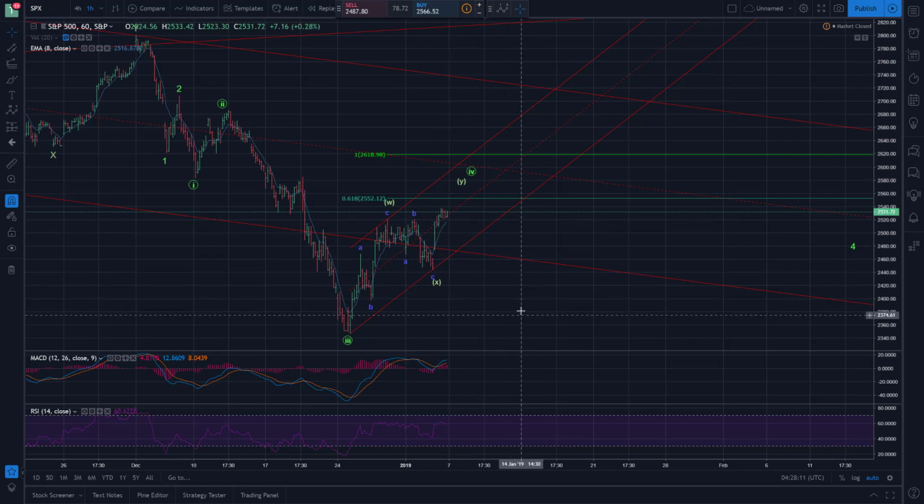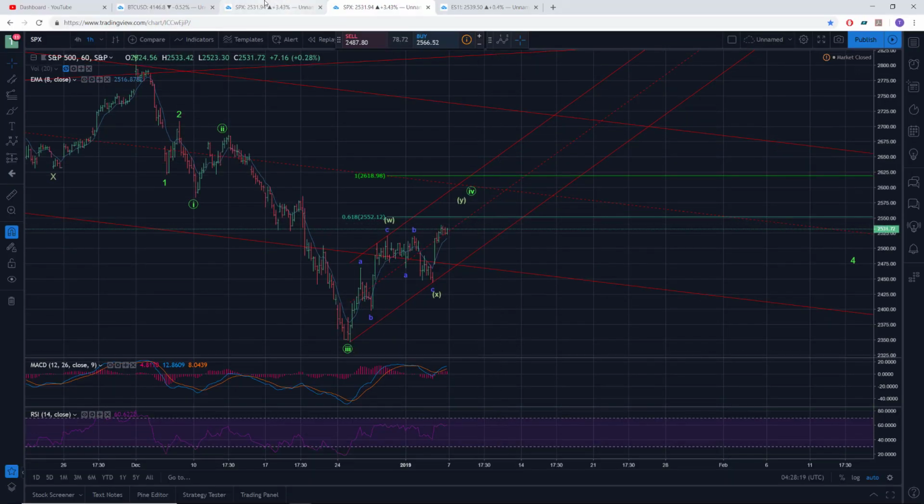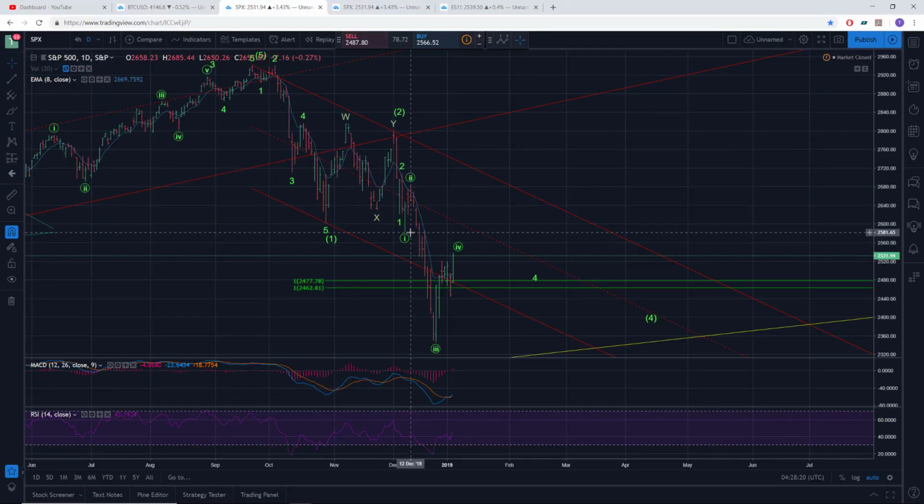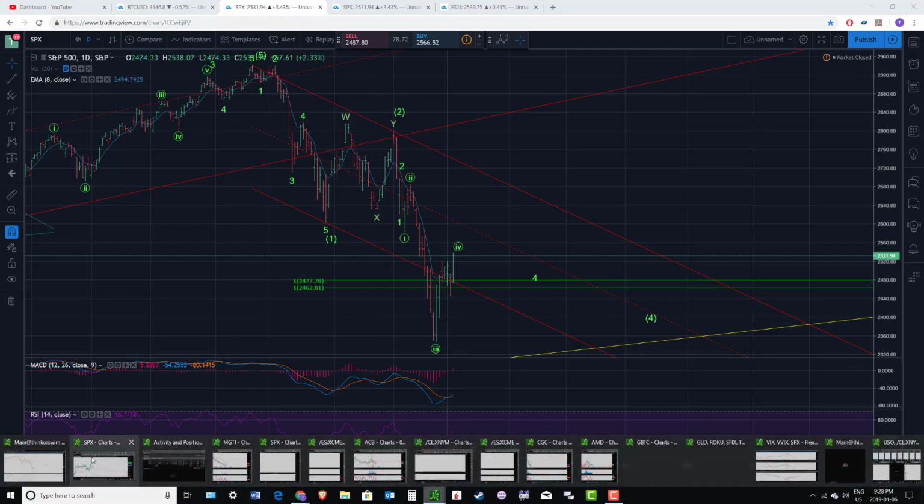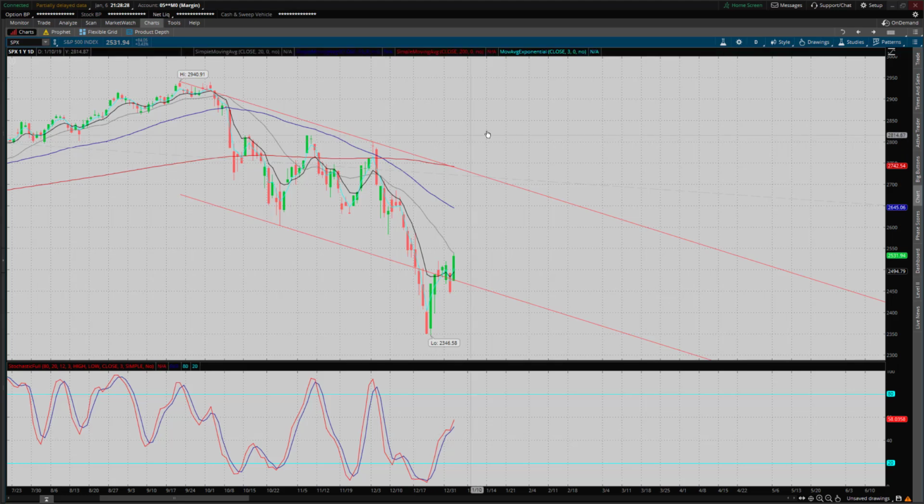All right, so that's kind of the short-term scenario. Very, very short-term, looking higher. But after that, we're looking for it to roll over. That's currently the outlook. Overall wave count remains unchanged for now on the daily chart. And we'll head over to the Thinkorswim candlestick chart.